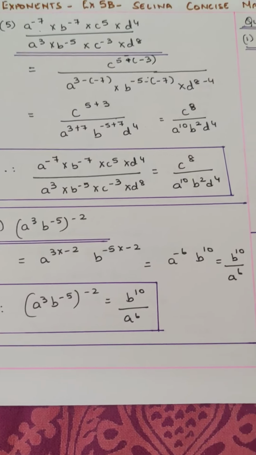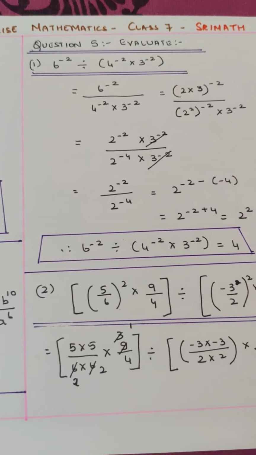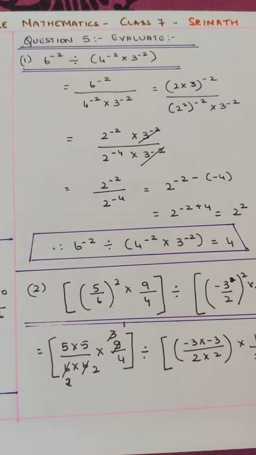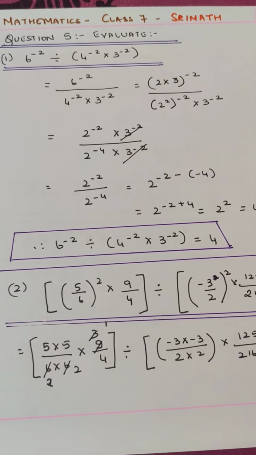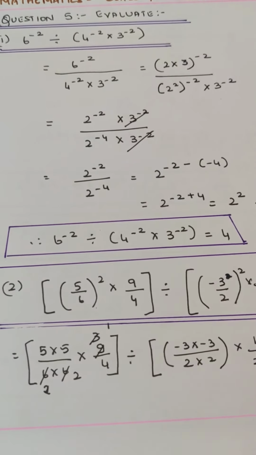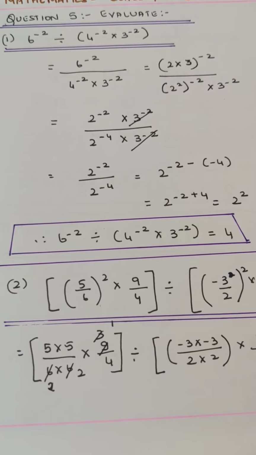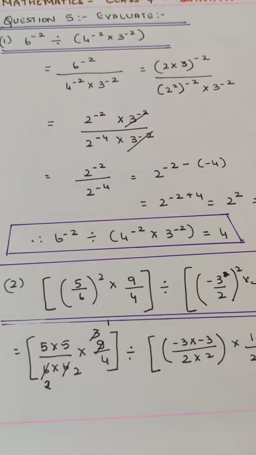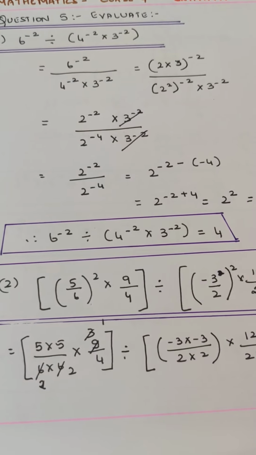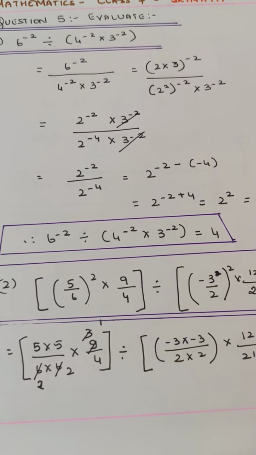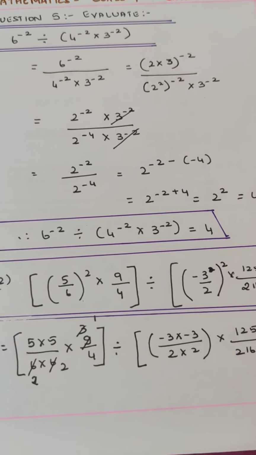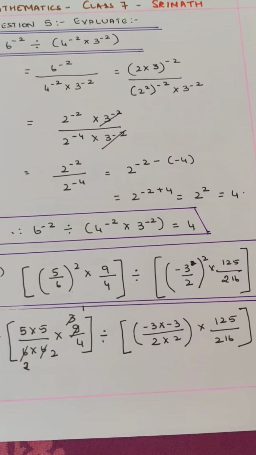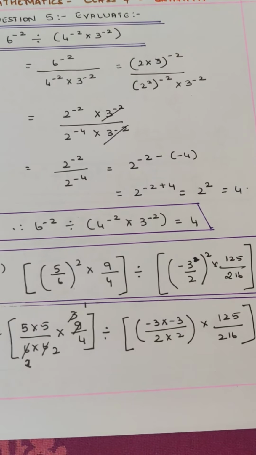Alright, let's move on to question number 5. Question number 5 is evaluate 6 to the power of minus 2 divided by 4 to the power of minus 2 into 3 to the power of minus 2. So I have just written 6 to the power of minus 2 by 4 to the power of minus 2 into 3 to the power of minus 2. That is equal to 2 into 3 to the power of minus 2, divided by 2 to the power of 2, the whole to the power of minus 2, into 3 to the power of minus 2. I'll just pause, guys. I don't think I'll be talking here because it's more of simplification that you have to do.